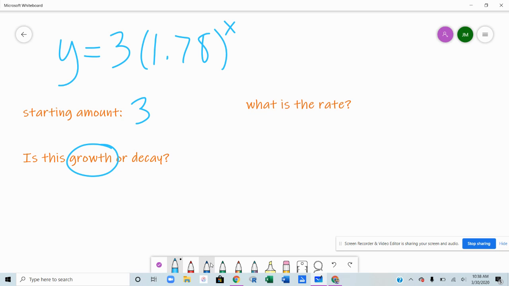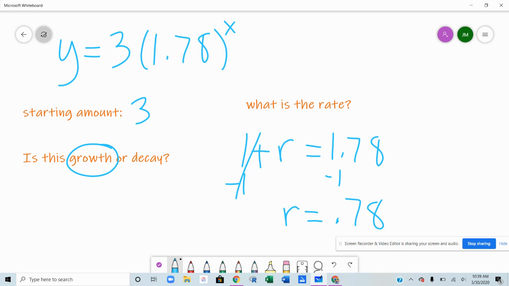So when we have what is the rate, we know it is growth, so we know we took 1 plus the rate to get this answer. So we're going to say 1 plus R is equal to 1.78. Then you can just very easily solve this for R, because you have this 1 here, you would subtract the 1, which gives you 1.78 minus 1 is just 0.78. But then we need to turn this to a percent, because rate is a percent, so 0.78 is 78%.